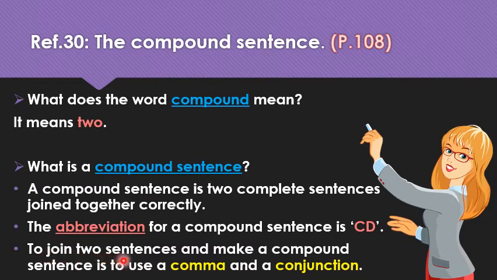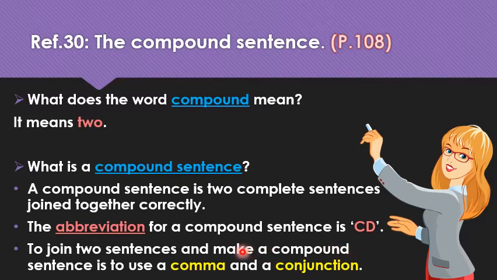To join 2 sentences and make a compound sentence is to use a comma and a conjunction. Now, if I want to put 2 sentences together to make a compound sentence, what should I use? This is very important. I have to use a comma, you see in the yellow, and a conjunction in order to make a compound sentence.